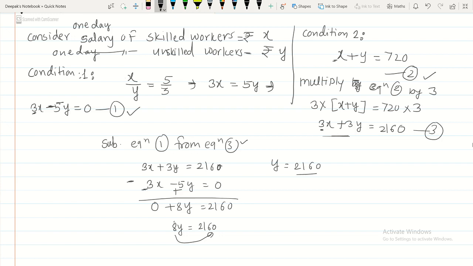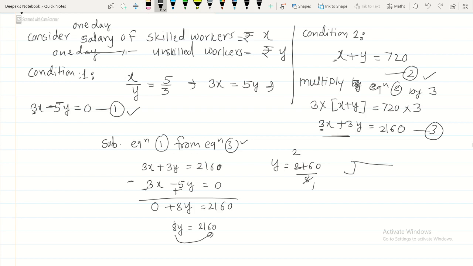2160 divided by 8. 8 ones are 8, 8 twos are 16. Then what exactly will remain over there?